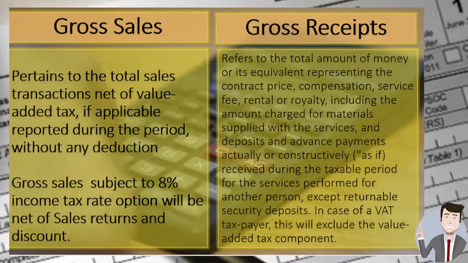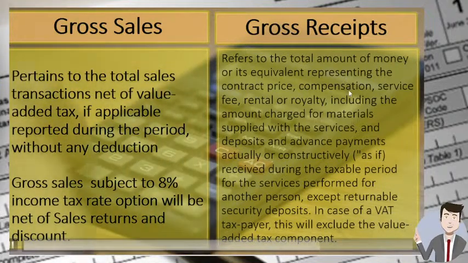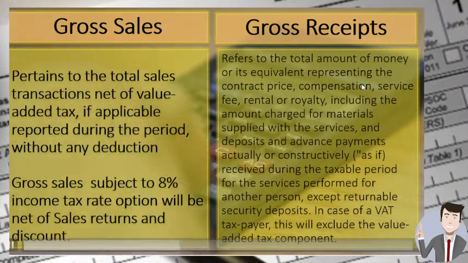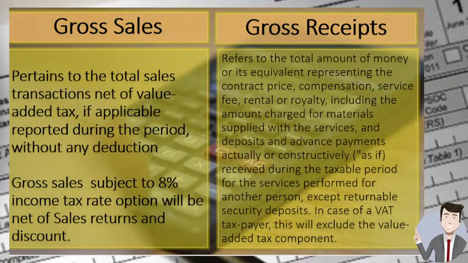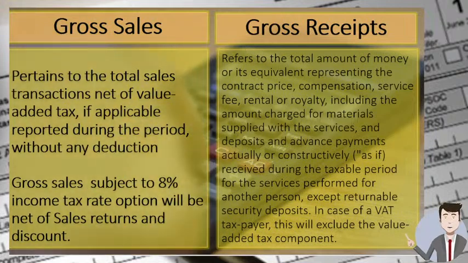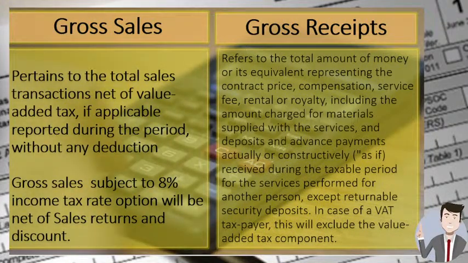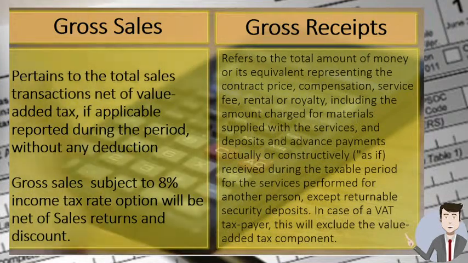Okay? So actually the term compensation is no longer applicable in this slide. So we can just ignore this one. So service fee, rental or royalty. So in short guys, gross receipts is the term for the income of service providers, okay? So gross sales and gross receipts are almost the same except for the nature of the services or the nature of business of the taxpayer.